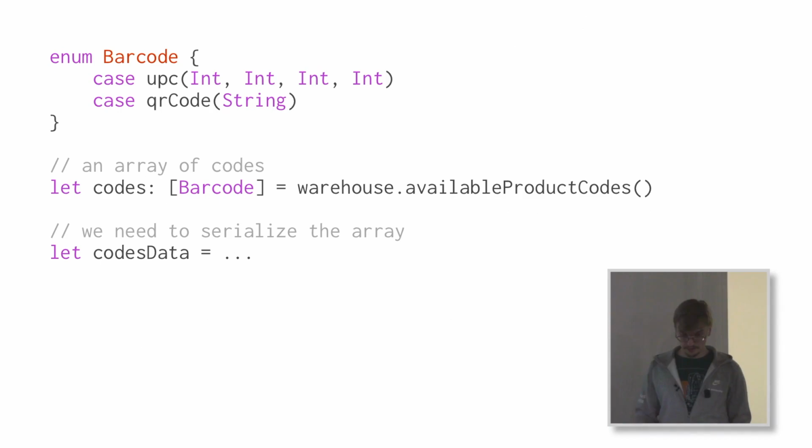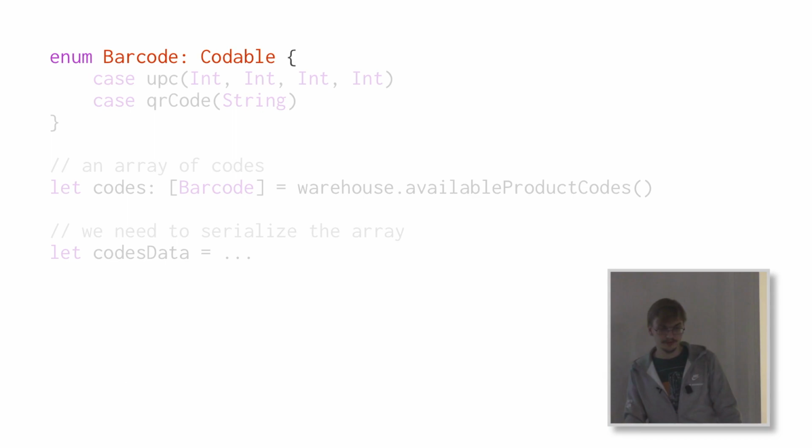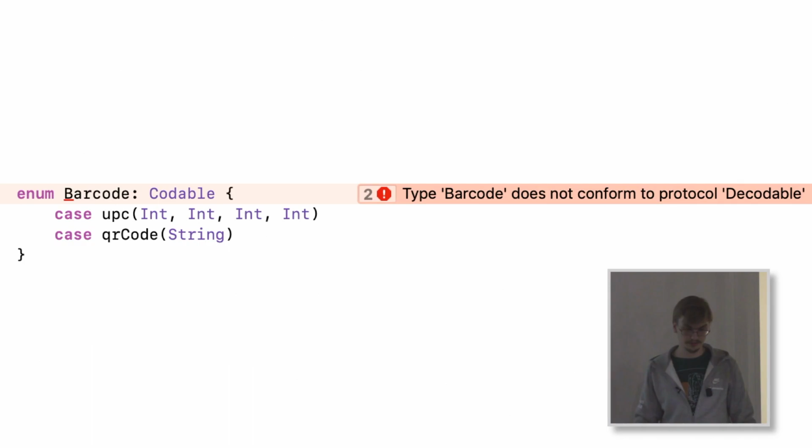And we got a bit puzzled when we had to serialize the array of such enumerations to store them locally. Well, of course, at first we just said that it's going to conform to Codable and hoped that the compiler would do the rest of the job, but the compiler immediately tells us that, well, it cannot.